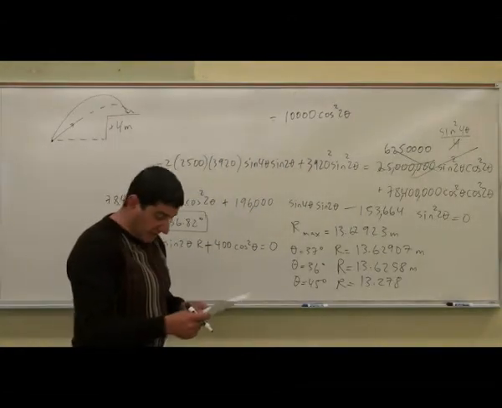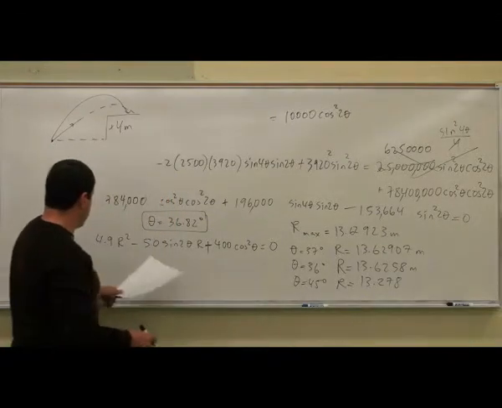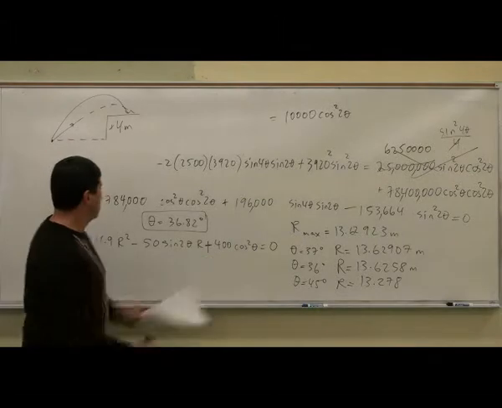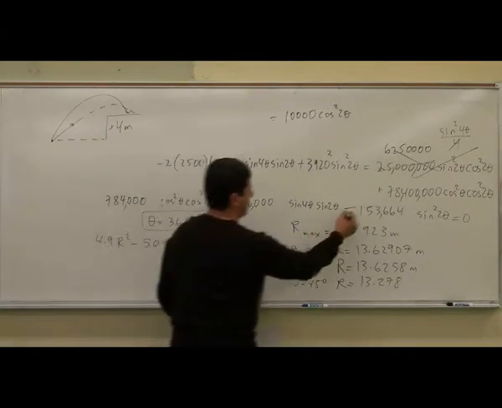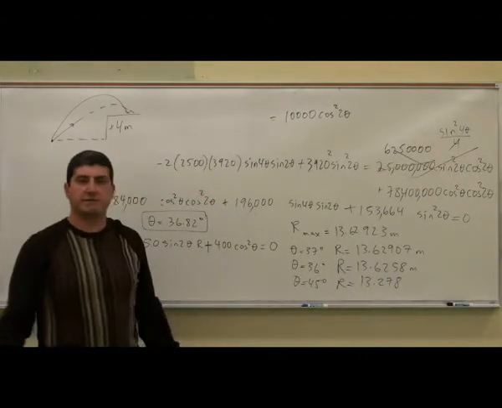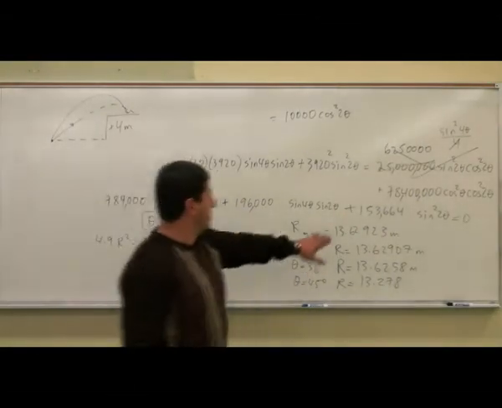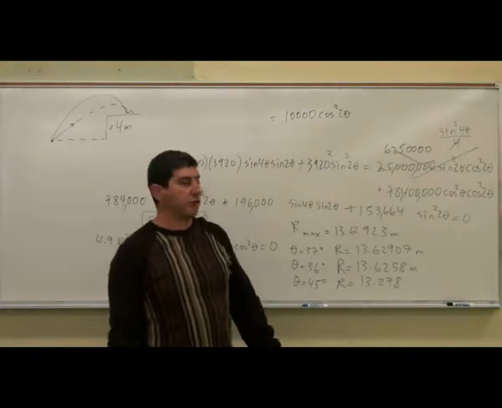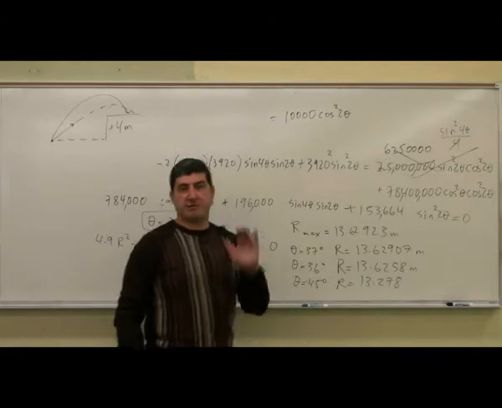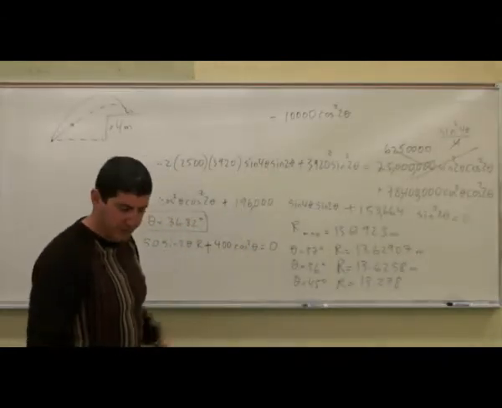And it ends up being that when you get to the end, this is positive, and this one is also going to be positive. That's pretty much it. So when it's going downhill, this last portion was negative 153,664. Then it's going to be positive when it's going to a cliff. Then you do the equation again and you solve it.